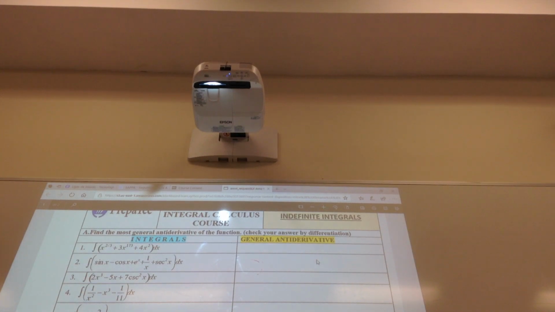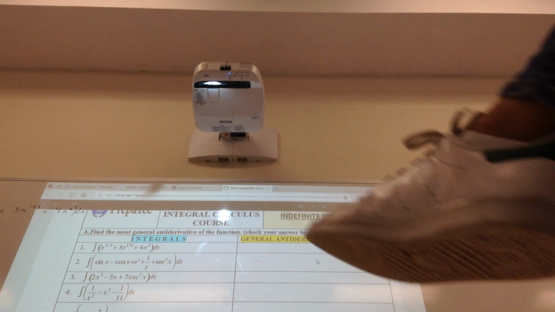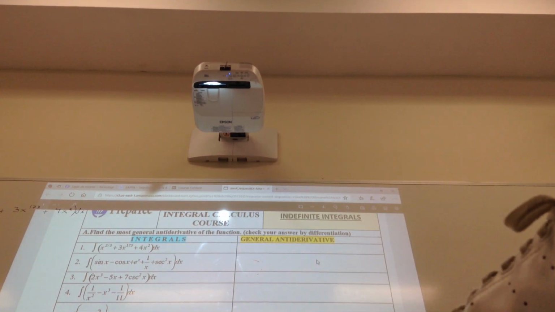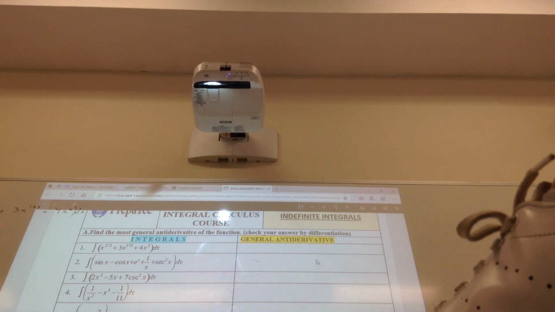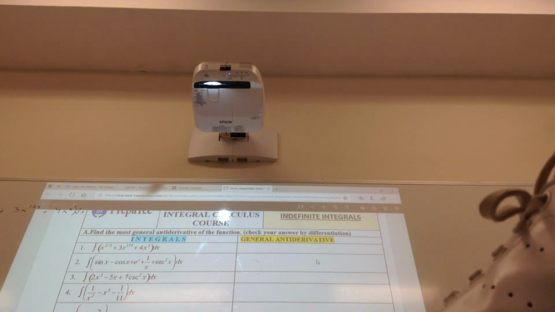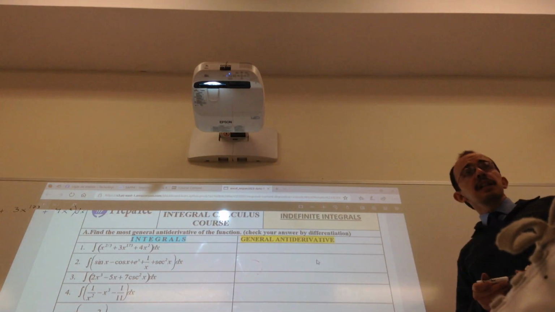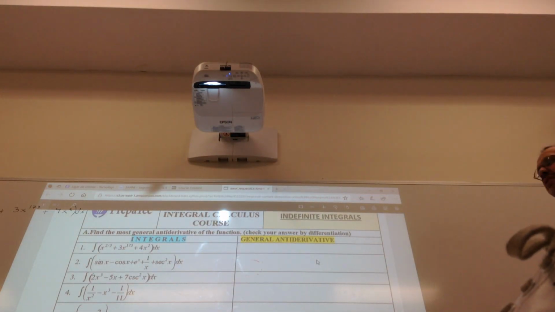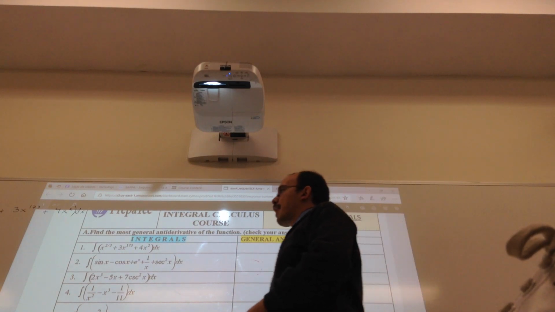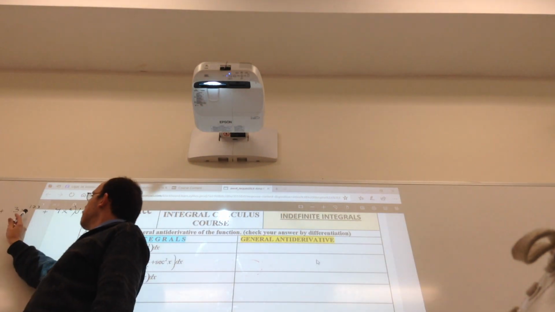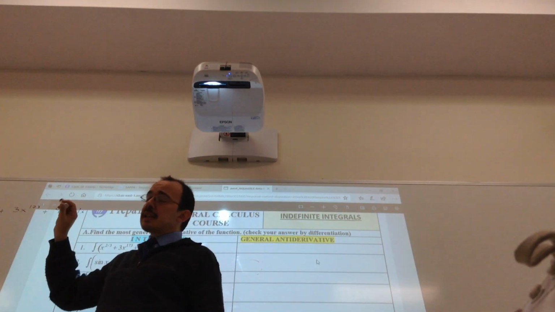The integral of x to the 2/3 plus 3x to the 1/3 plus 4x squared dx. Remember, just like with derivatives, you need to simplify and rewrite if needed. In this case, do I need to rewrite or simplify? No. Why not? Because you already have the power as a fraction, so it's fine.